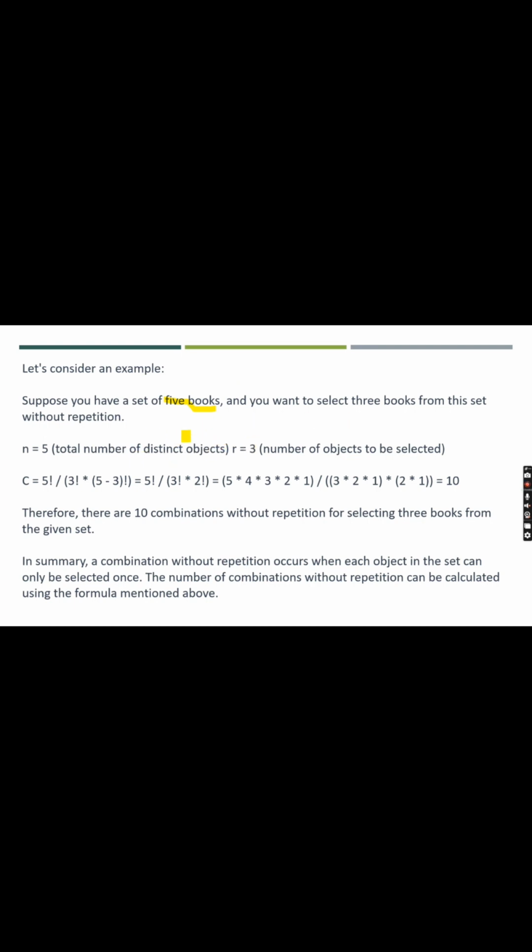Nag-choose siya ng tatlong books, guys, tapos may 10 combination yung nakuha. May nakuha siya 10 combination without repetition. And guys, in summary, a combination without repetition occurs when each object in the set can only be selected once. The number of combinations without repetition can be calculated using the formula mentioned above. And that's all, guys.